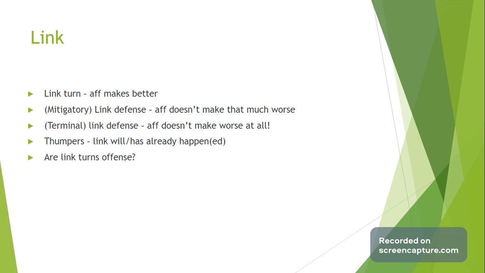We also have link defense, which is not as strong a version of the link turn. There's two different types of it. So instead of saying that we're going to make the situation better, we're simply going to say that we don't make it as bad. So let's say that we do push Dan forward a little bit, but he just kind of stumbles forward and he doesn't fall off the cliff. He's a little closer to the edge, but he's still not falling, and he's not going to die, so things aren't really bad, right?